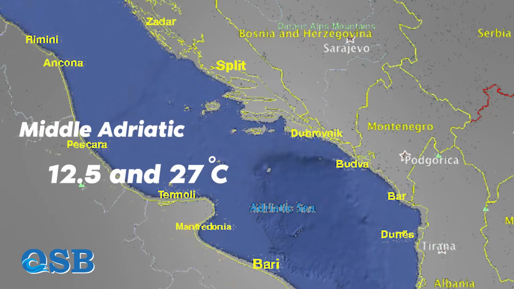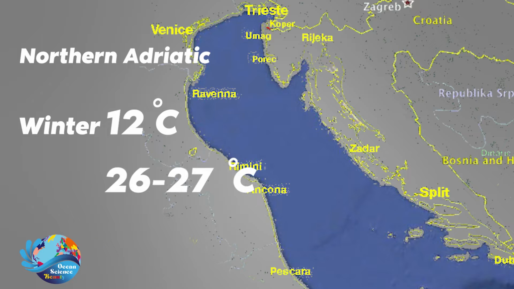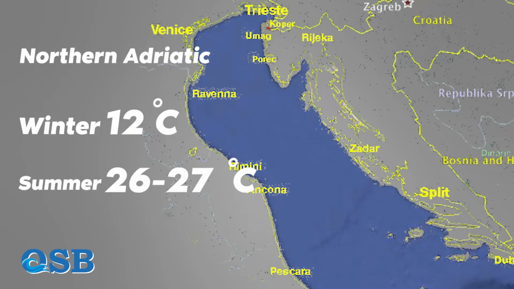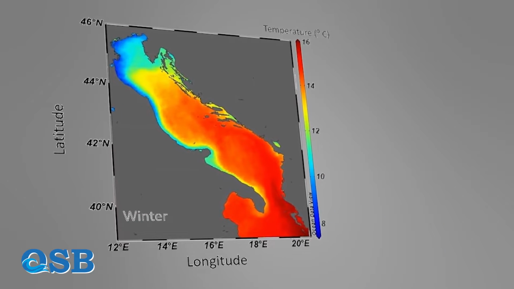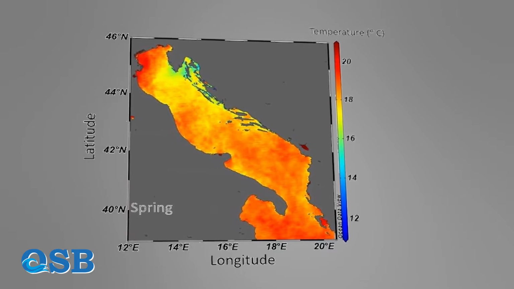The average seasonal temperature in the Middle Adriatic ranges between 12.5 and 27 degrees Celsius. There is an average seasonal temperature of 12 degrees in the Northern Adriatic in winter and about 26 to 27 degrees in summer. Due to its location at higher latitudes, the Northern Adriatic is colder than the Middle and Southern Adriatic.